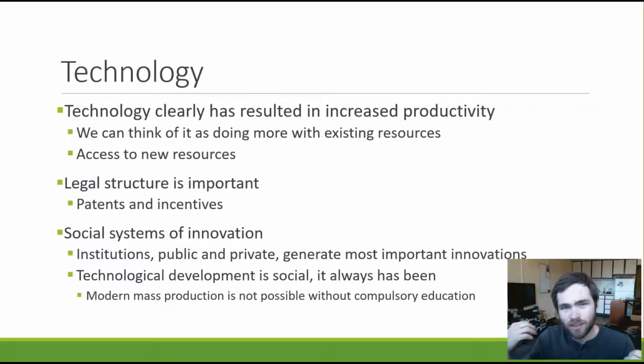We can think of it as doing more with the available resources we have, but it also brings more resources into use. So, for instance, in I believe it was the 1970s, the Club of Rome supposed that the Earth would be out of oil by, I believe, the late 90s or early 2000s. And given the technology of oil extraction at the time, they were correct. All of the accessible oil reserves would have been depleted. But technology for extracting oil advanced, and then more and more oil became available for extraction.